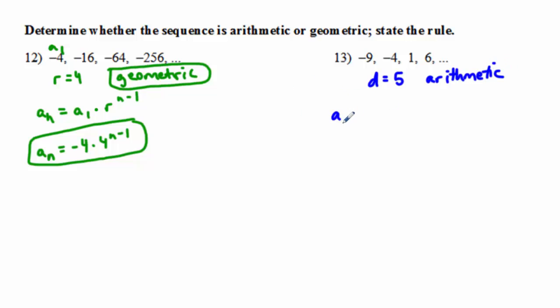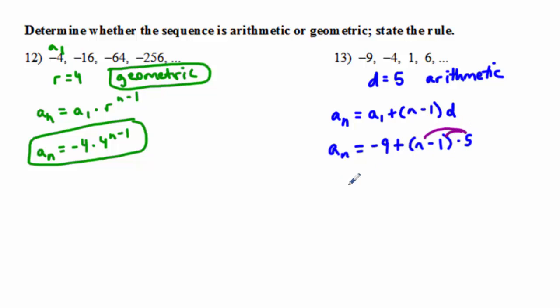And so to state the rule, I can use the formula for arithmetic sequences, which looks like this. So an equals negative 9 is our first term, plus n minus 1 times 5. Now, just to warn you, it may be that if this was multiple choice, they might work this out to get a simpler statement. So to do that, we would distribute the 5 and then add our like terms so that we'd get an equals 5n minus 14.